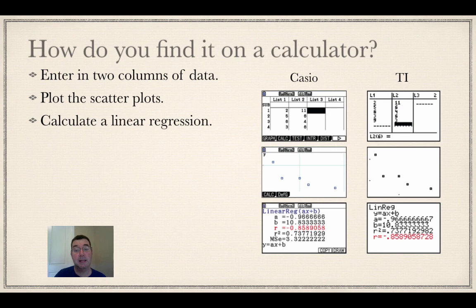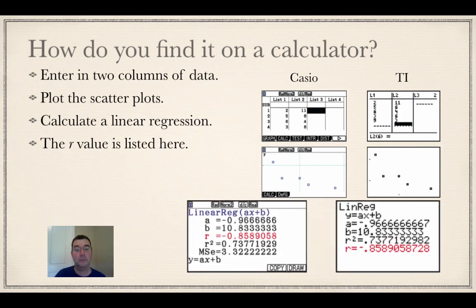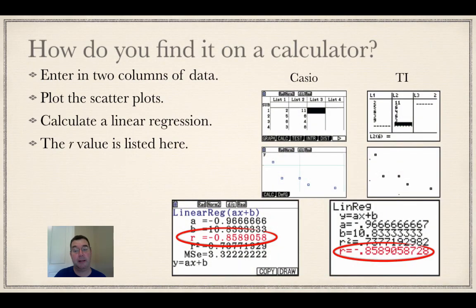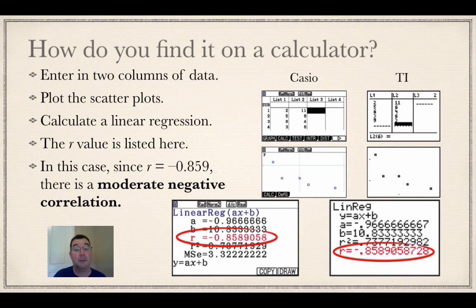But if you look at this, you see that in each case, a takes on a value of -0.9666 repeating. And that means that the slope is going to be that amount, -0.966. b represents the y-intercept, so that's going to be about 10.8333 repeating. But then just after that, you see R and R squared. And R in this case takes on a value of -0.8589058. So that's a negative value. I know it's a negative correlation. It turns out to be a moderate negative correlation.